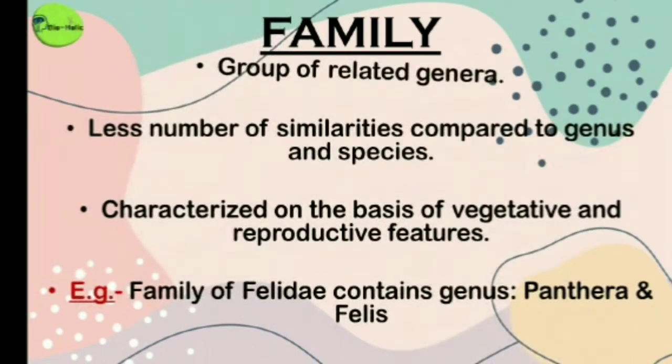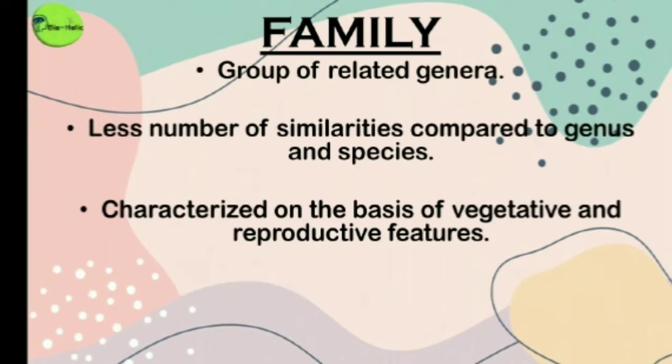Now, the next one is family. So what is family? Family is a group of related genera. Here, fewer similarities can be seen as compared to genus and species, and it is characterized on the basis of vegetative and reproductive features. For example, the family Felidae contains genera like Panthera and Felis. Okay? Now, the next one is order.